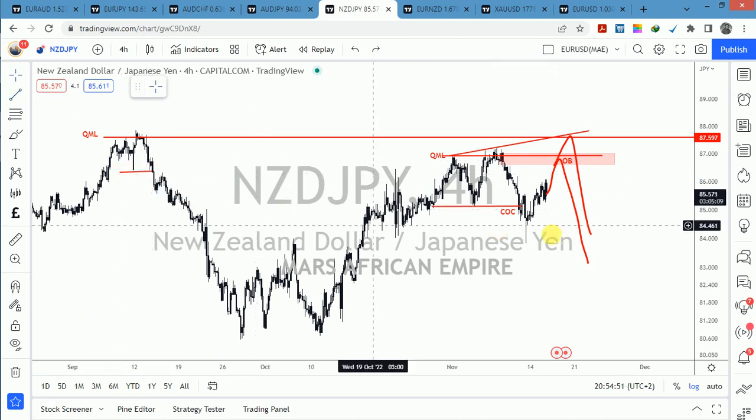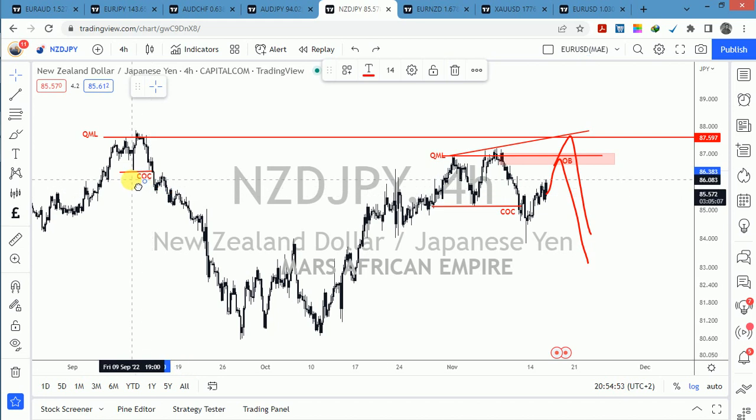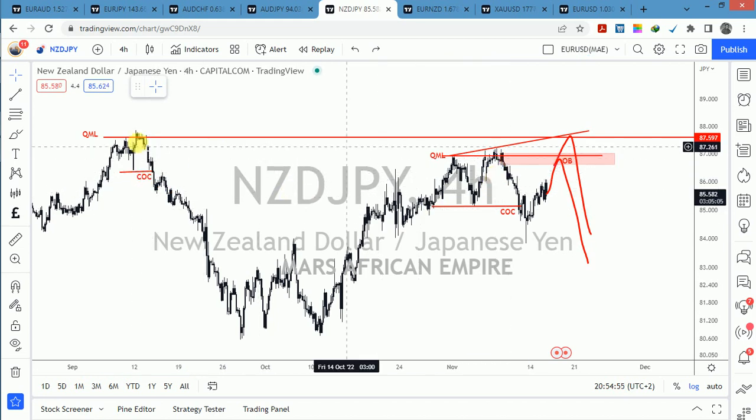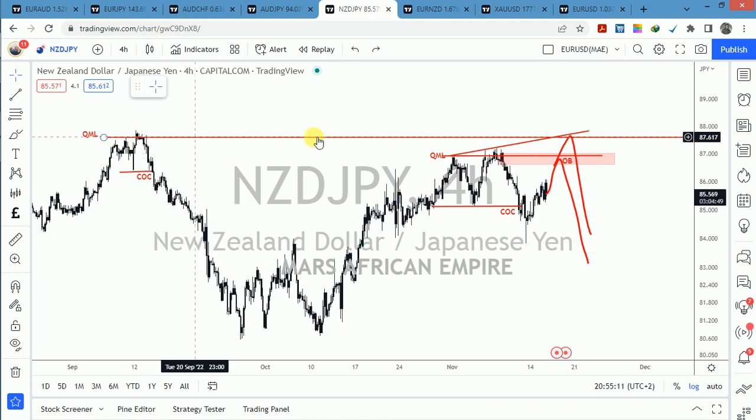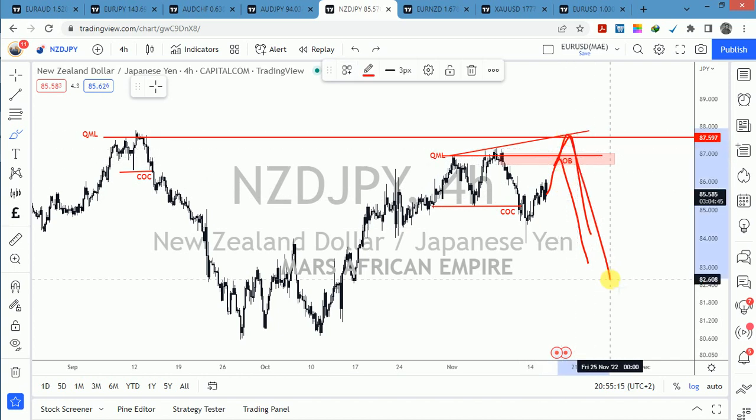Change of character, QML there. We use the order block there. This order block, this little green candlestick there, that is our order block. So we use that order block, which is the QML, and then we drop.